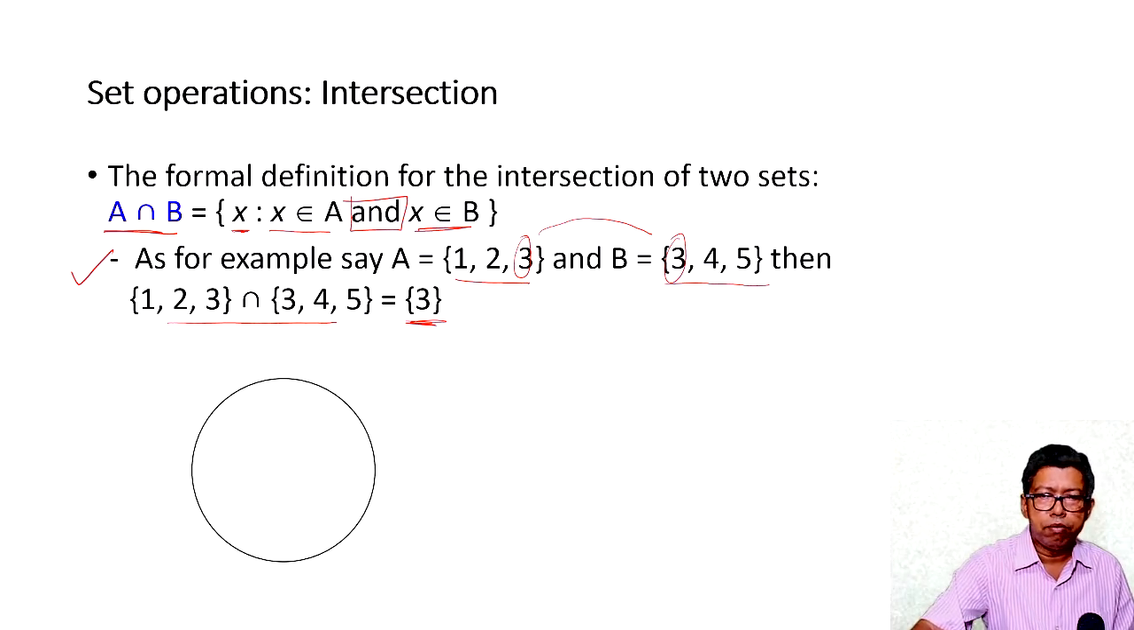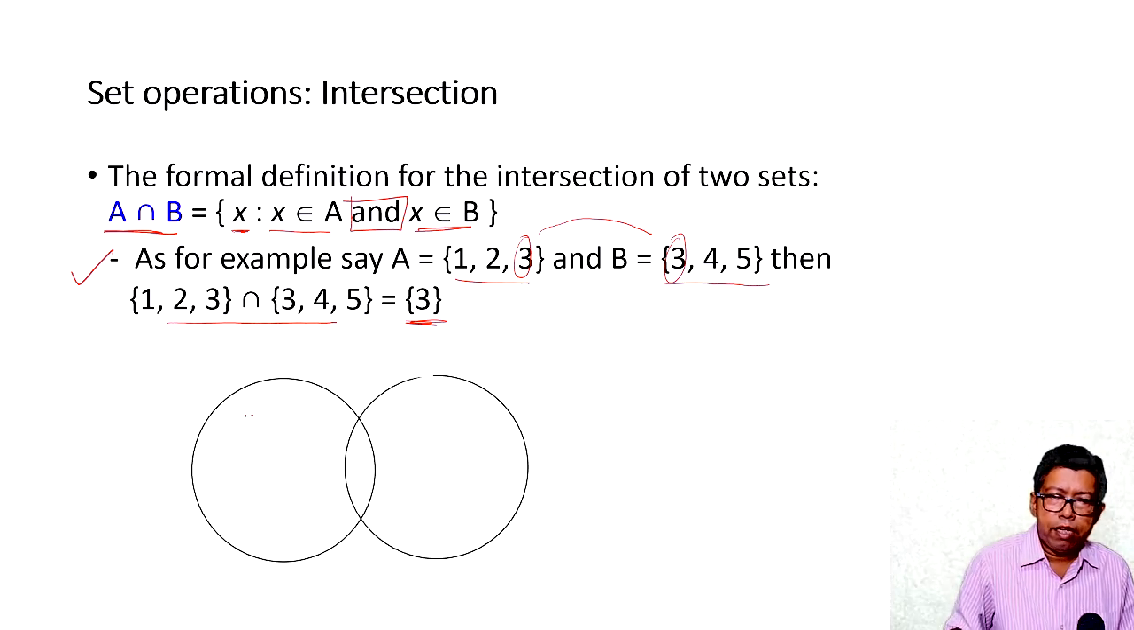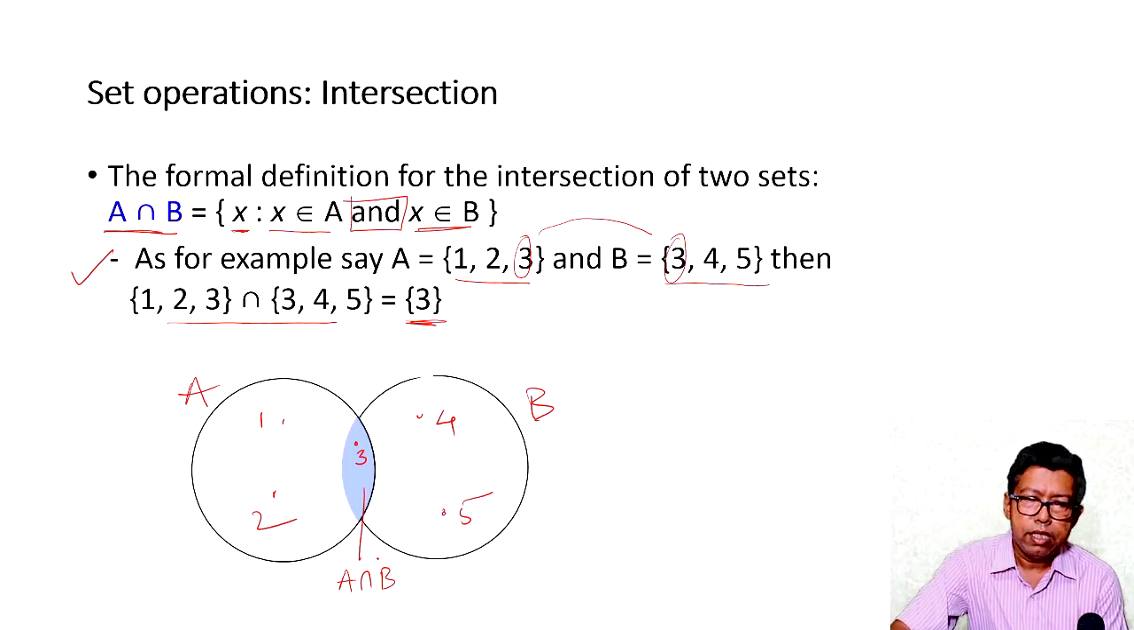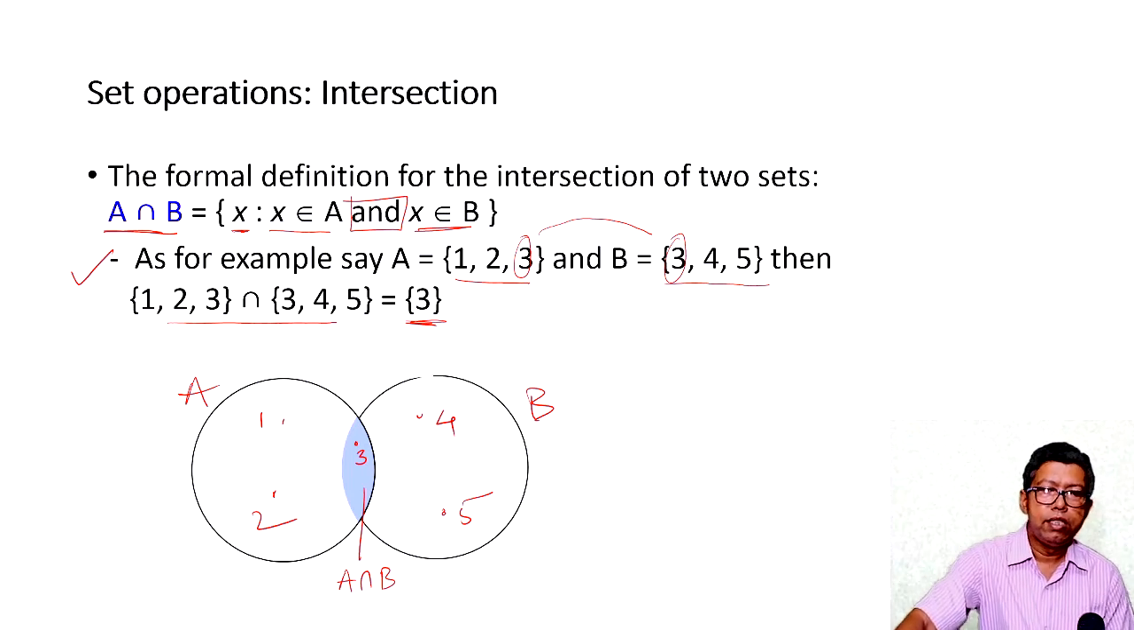Better you see the Venn diagram. Say A and B. A contains the elements 1, 2, 3. This is 1, this one is 2, and this is 3. And B is another set which contains 3, 4 and 5. If you intersect them, then you will find this part. The blue colored part is the common part. So this is your A intersection B. This A intersection B contains only the element 3.